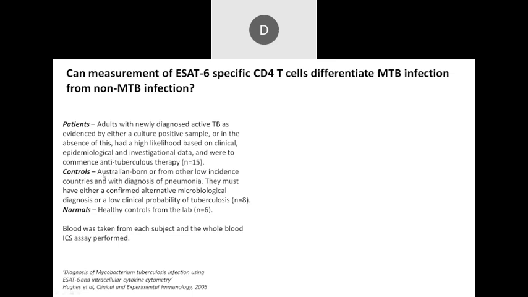Then we looked at Australian-born or from other low-incidence countries and who had a diagnosis of pneumonia but had an alternative microbiological diagnosis or a very low probability of TB. And then we got some normals, healthy controls from the lab. So blood was taken, we did that 6-hour stimulus, and then we did the intracellular cytokine staining assay. So this is looking at the response to PPD.